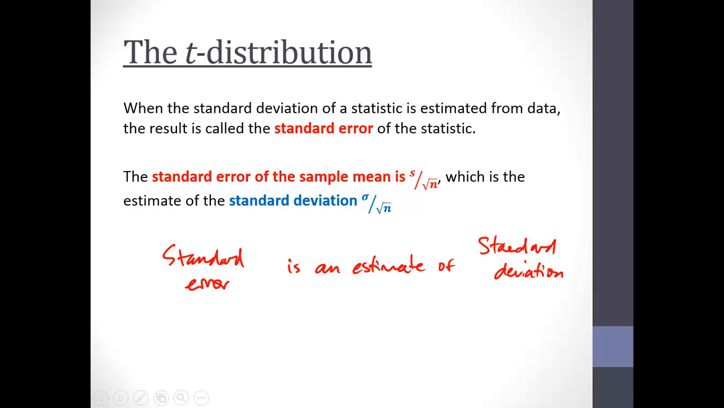Just to keep our terminology straight, we're going to call the estimated thing the standard error, and we'll call the actual thing the standard deviation. Just remember, the standard error is our estimate, so that's s over the square root of n, whereas the actual standard deviation we know is sigma over the square root of n. Sigma over the square root of n is not estimating anything, that's the actual quantity. And this estimate of it we're going to call the standard error.